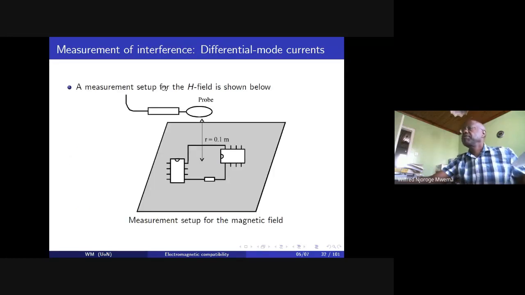The measurement setup for the H field is as shown below. This is the probe we are talking about, and in between we cut out a resistor, and then place it above the plane of the circuit. Here we have deliberately used digital ICs, IC1 and IC2, connected in that form, and this is just a resistor, part of the system. We are trying to measure how much radiated magnetic field is obtained from this particular circuit.